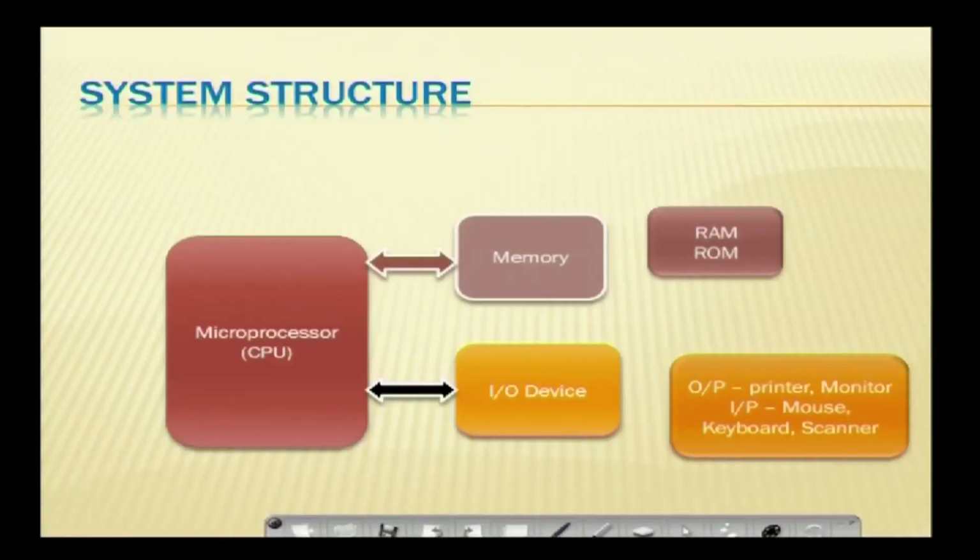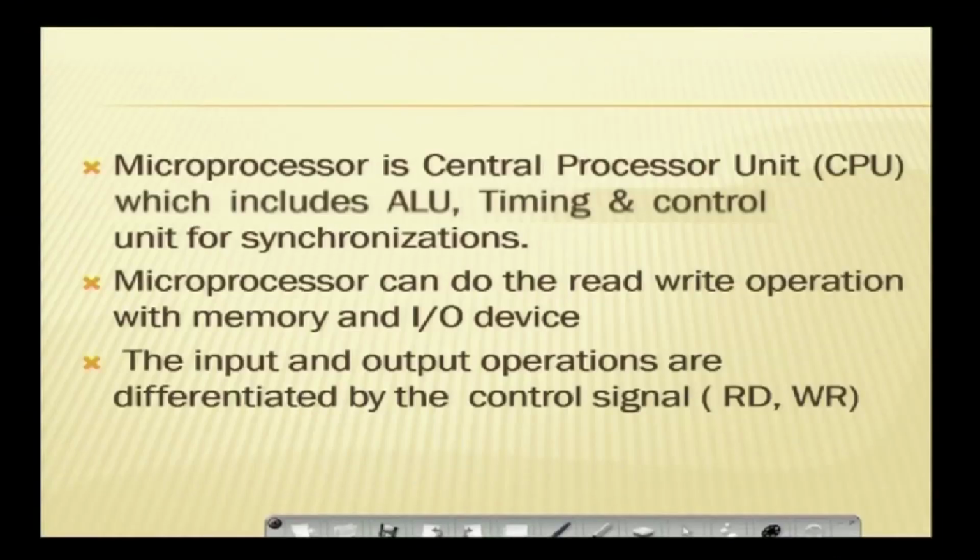Input devices: we know that the mouse, keyboard and scanner are all input devices, which are used to give the input. The processor gets the input from the external device. Output devices are the printer and monitor. Whatever data is in the processor will be displayed on the screen, or if you want to take a hard copy, you can use the printer. So, before discussing the I/O interface, we will review the microprocessor.